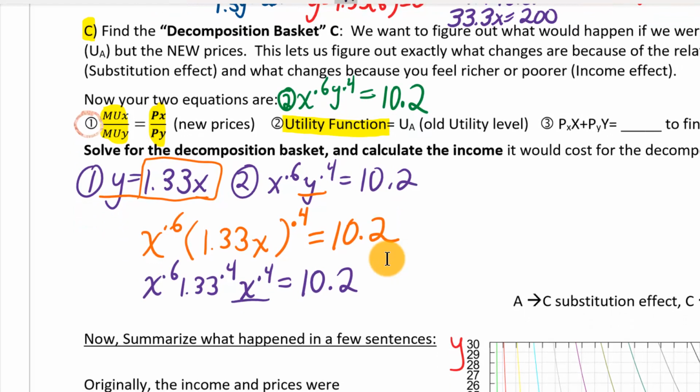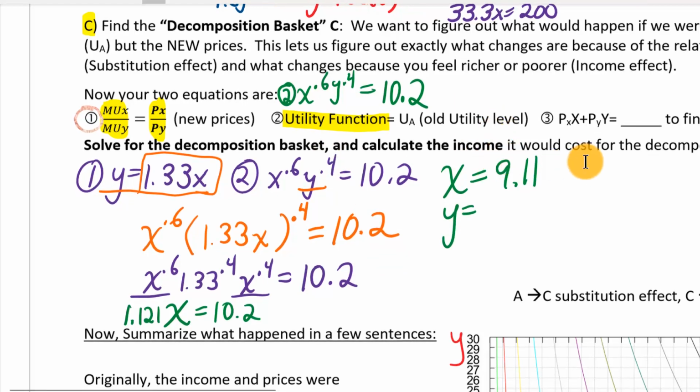So now we want to collect those x's. We add the exponents, and so we're going to end up with x to the first power times whatever 1.33 to the 0.4 is. Well, let's do that. 1.33 to the 0.4 power. I'm getting about 1.121 if I round. So x times 1.121 equals 10.2. Now divide both sides by that 1.121, and our solution is x equals, I'm getting about 9.11. And then to get y, again we're plugging that 9.11 into the y equals 1.33x formula. So I'm getting about 12.12 for y.